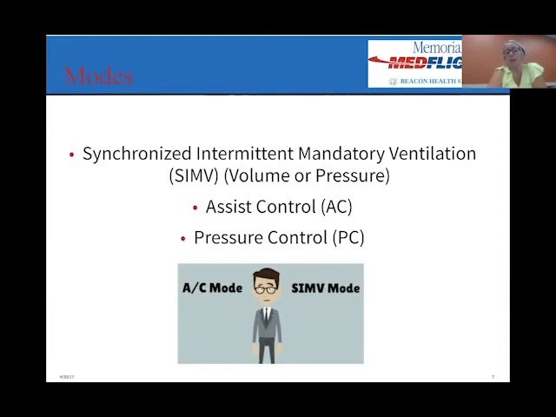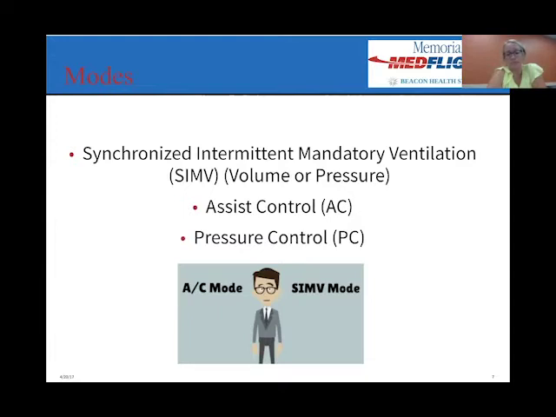On the breaths that they take on their own, beyond the 12 breaths, it will let them take whatever they decide to pull. So let's say they're taking 16 breaths a minute, but you have 12 set. It will make sure that 12 of those breaths are at the volume that you predetermine or at the pressure that you predetermine. And then those other 4 breaths, it lets them take whatever volume or pressure they take.